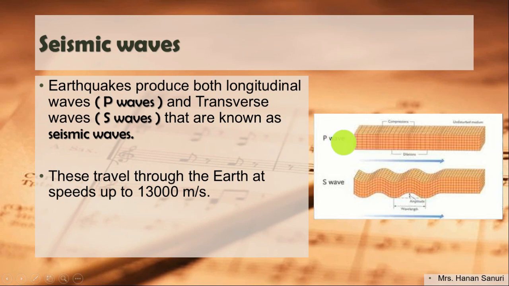Here they are. P wave is a longitudinal wave, back and forth, rarefaction and compression. S wave is a transverse wave. It has what? Crest and trough, up and down. These seismic waves travel through the earth at speeds up to 13,000 meters per second. This is the speed of seismic waves.